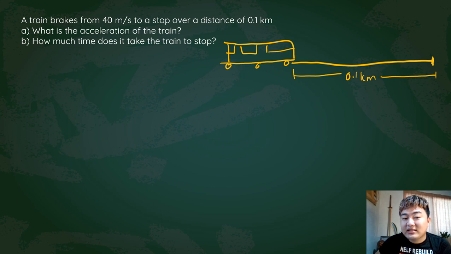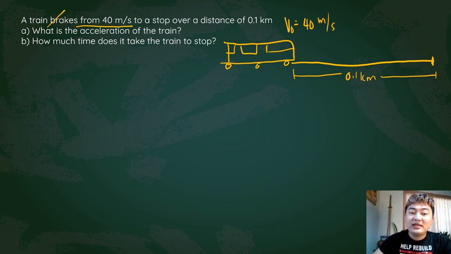If a train brakes from 40 meters per second, that means it starts from 40 meters per second because you have there "brakes from." And when a running vehicle brakes, it will eventually stop. Therefore, our initial velocity here will be 40 meters per second. And since it will stop, your final velocity will be 0.